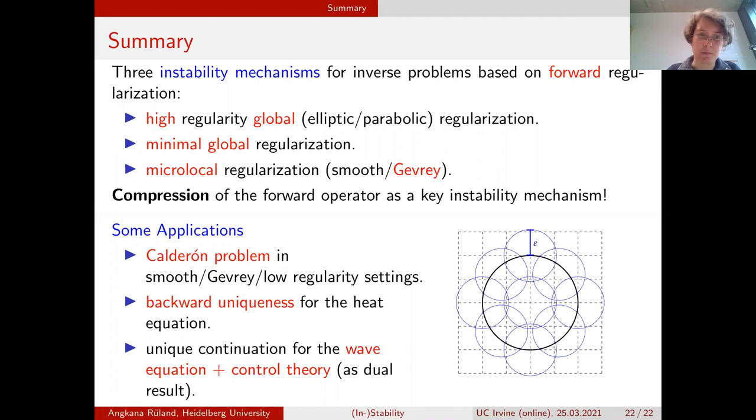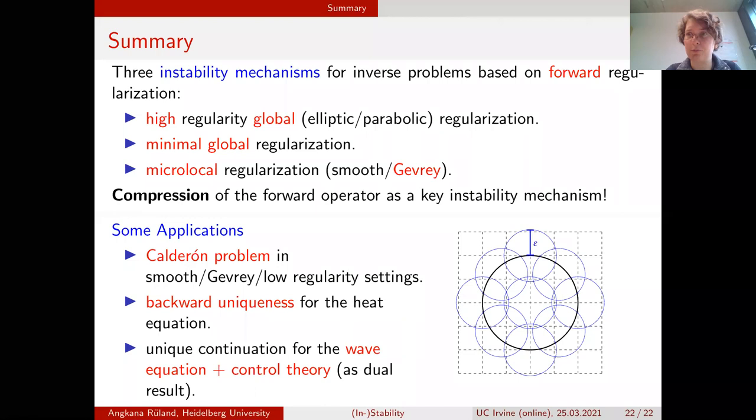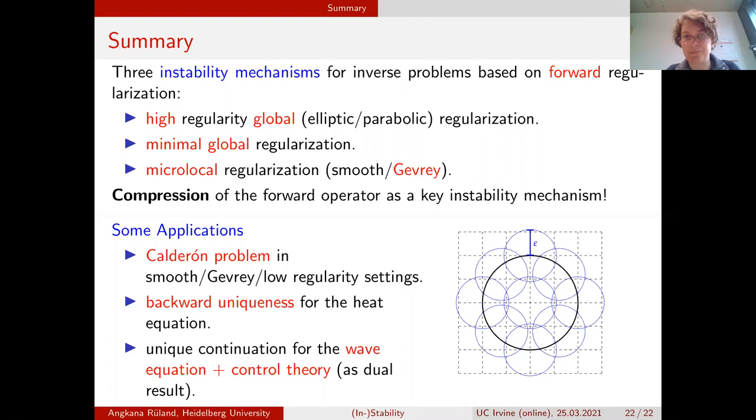And this is not only interesting for, for instance, the inverse problems I was showing, but can also be used in dual problems from control theory, if you, for instance, think of the wave equation and controllability.